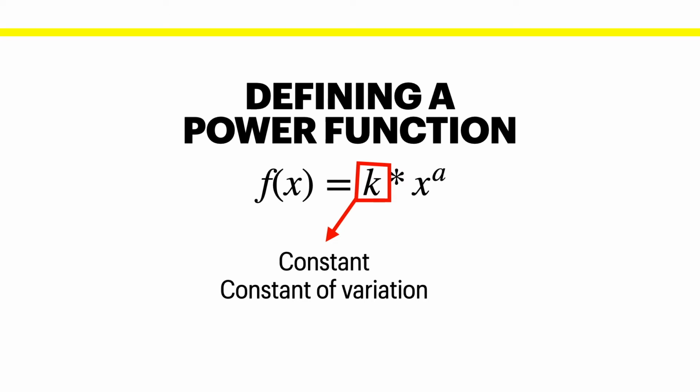In algebra, it was discussed that we have two kinds of variations. We will tackle that in a bit, so that's one thing to remember. The other one is the constant of proportion. If you encounter both of these terms, they basically refer to the same thing, which is the constant multiplied by the variable raised to a power of a.